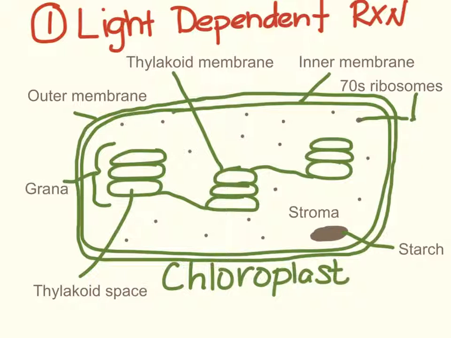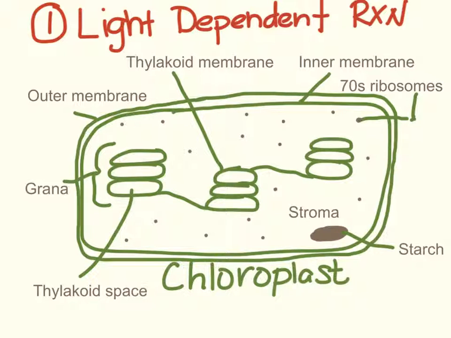Within the chloroplast, there are lots of different components, as we can see. First, we will note that the chloroplast has a double membrane consisting of an inner membrane and an outer membrane. It also contains 70S ribosomes, so it can perform its own enzyme formation, and it contains starch, which are molecules produced at the end of photosynthesis and are therefore sometimes stored within the stroma of the chloroplast.